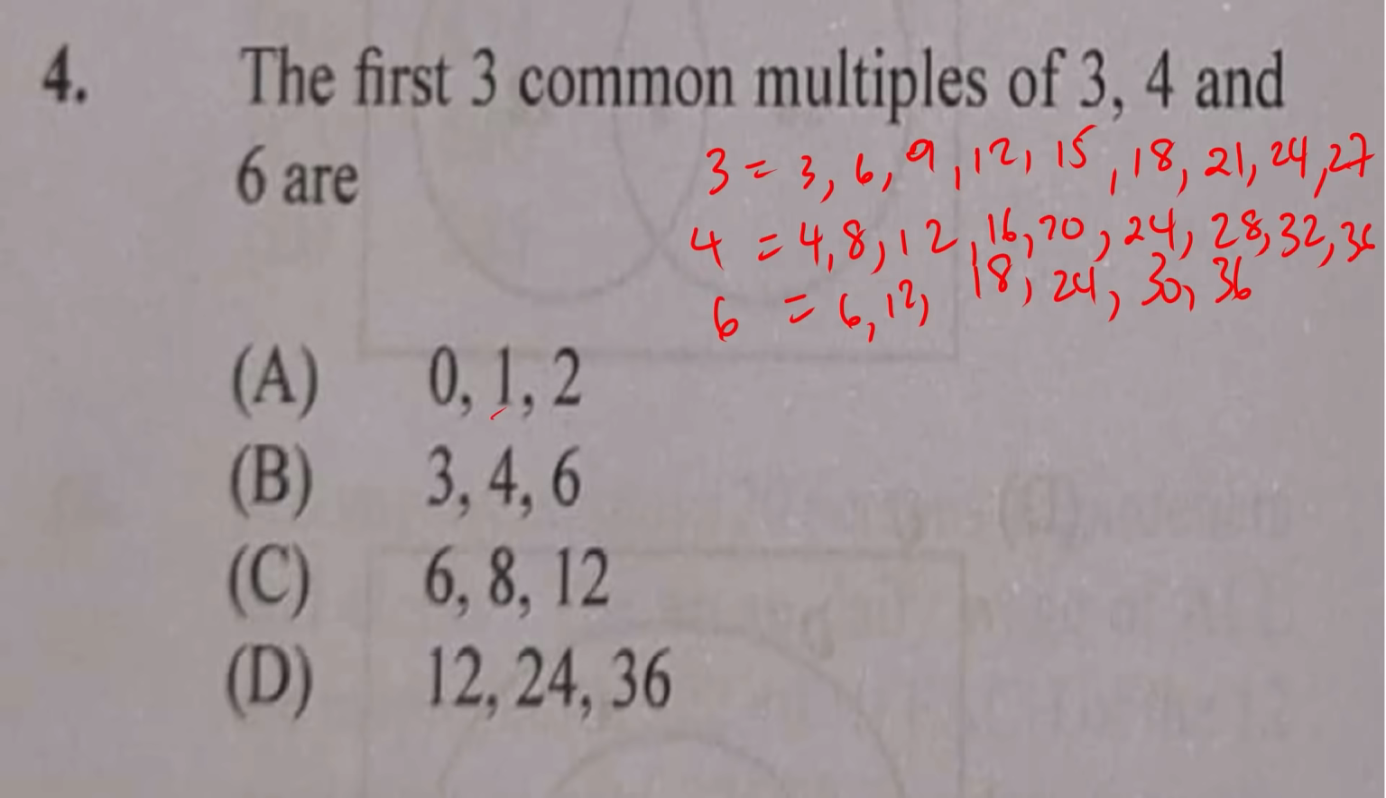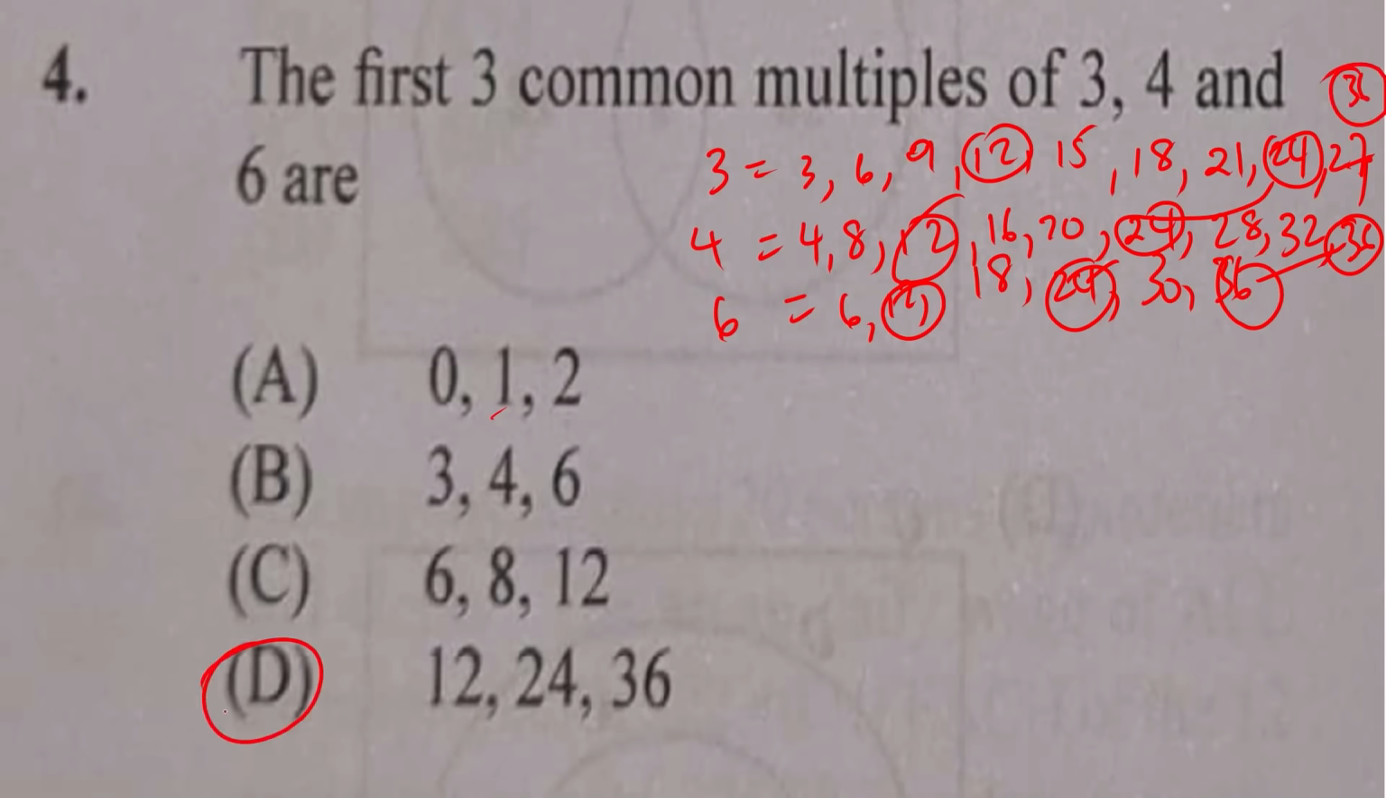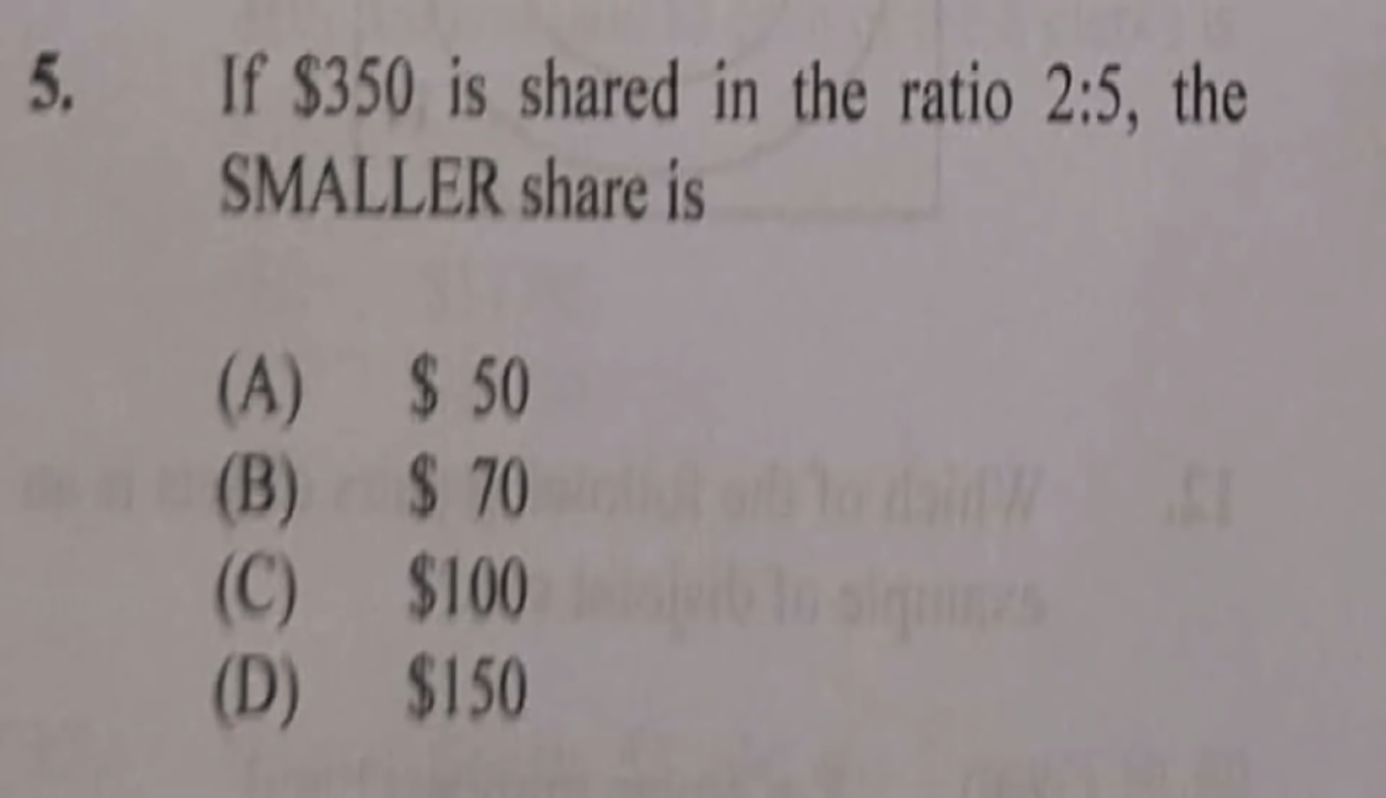All right, so the common multiples would be what they have in common. They have 12 in common, so this has 12, this has 12, this has 12. They have 24 in common, so they have 24, 24, 24. This and this have 36, and 3 times 12 is also 36. So they have 12, 24, and 36 in common.